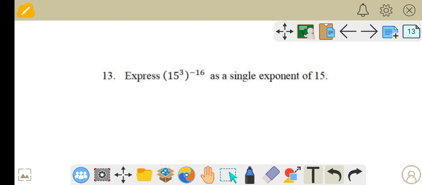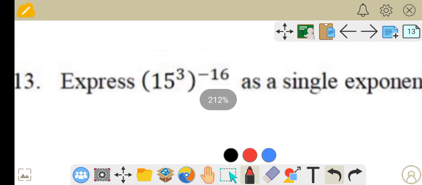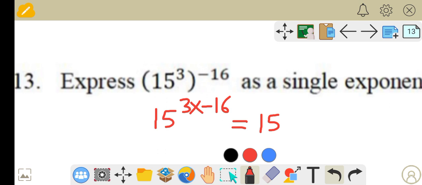Question number 13, express 15 to the power 3 to the power minus 16 as a single exponent of 15. As a single exponent of 15, so you need to solve the exponents, and we know the rule of exponents, it will be multiplied. So 15 to the power 3 into minus 16 can be written as 15 to the power minus 48. This is your final answer.